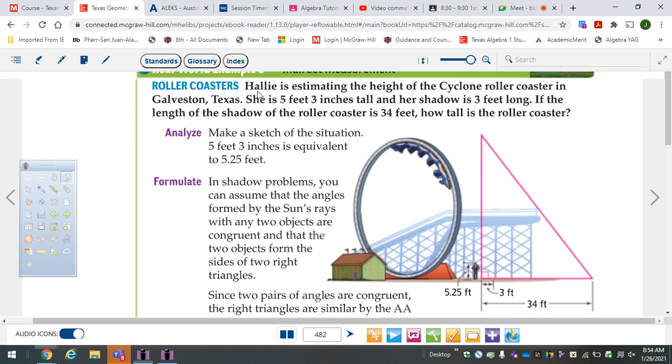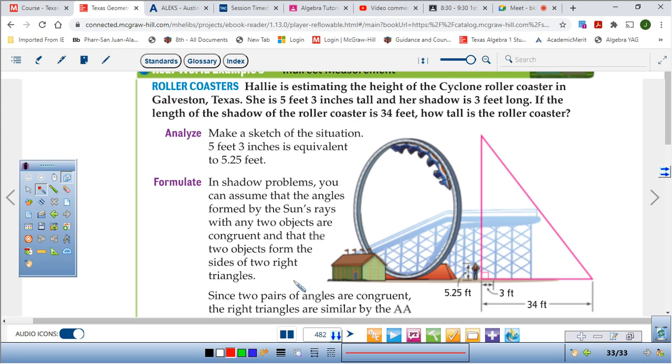So Haley is estimating the height of the cyclone roller coaster in Galveston, Texas. She is 5 feet 3 inches, and her shadow is 3 feet long. This one comes out in the 8th grade STAAR, guys. Do you see what is formed right there? A right triangle. Her height, her shadow. You see that right there?